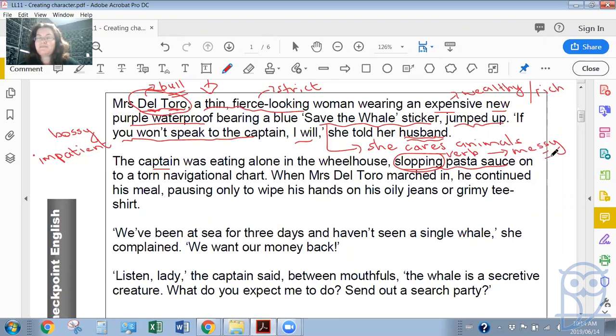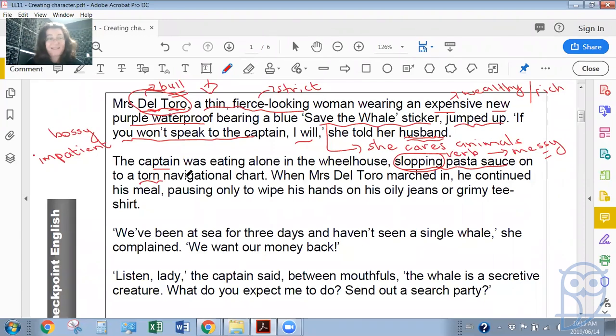Okay, keep that in mind. He's messy and therefore he is, okay, think about that. I'll come back to it. Slopping pasta sauce onto a torn navigational chart. He's got a navigational chart in front of him, as most captains would have to see where they're going. He's eating his pasta. The sauce is slopping over it. He's eating very messily. And it's a navigational chart.